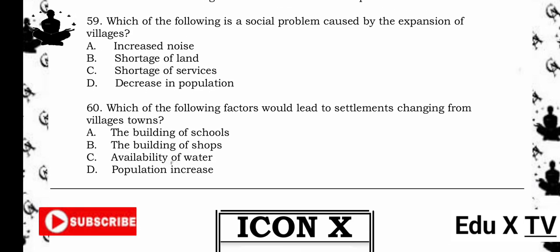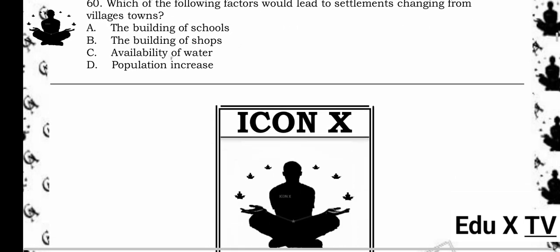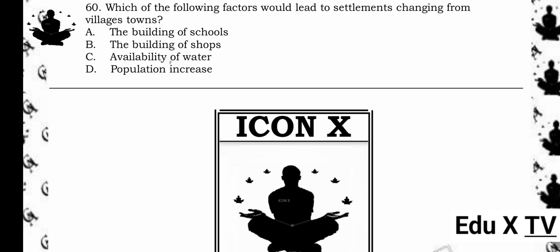59. Which of the following is a social problem caused by the expansion of villages? A, increased noise. B, shortage of land. C, shortage of services. D, decrease in population. The answer is C, shortage of services. Reason being, when villages grow rapidly, services like healthcare, education, and sanitation may not keep up with demand, leading to shortages.